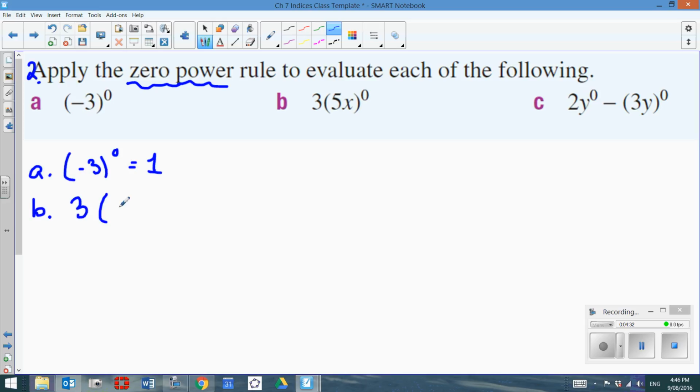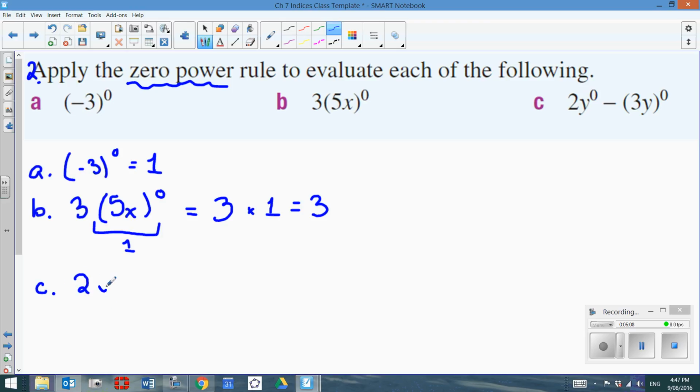Now the second one has a few extra items. We have to really look at what is being raised to the 0 power. Only what's in the brackets is being raised to the 0 power because the 0 is outside the brackets. So the 3, again, is just there hanging out for the ride, but this 5x to the 0 is all going to be replaced with 1. So really what I'm looking at is 3 times 1, or I could just leave it as 3.